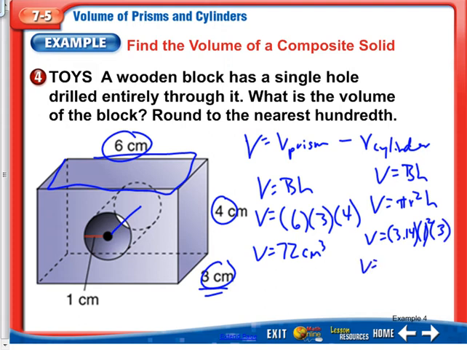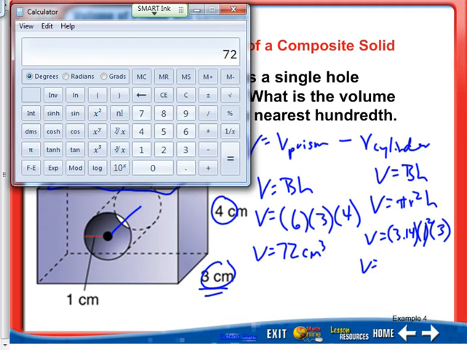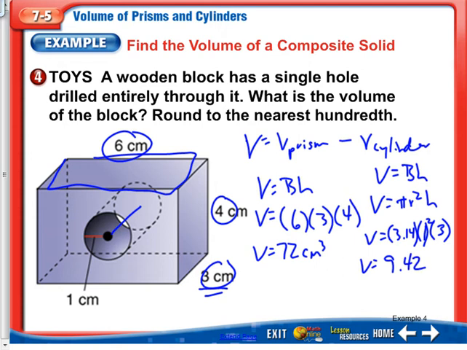Now, we got the formula all written out with numbers in it. We can go ahead and use our calculator, 3.14 times 1 squared. We know that 1 squared is 1. You can punch it in your calculator if you want, but 1 squared is 1 times 3 gives us 9.42. Don't round it because we're not at the end. So 9.42 centimeters cubed.